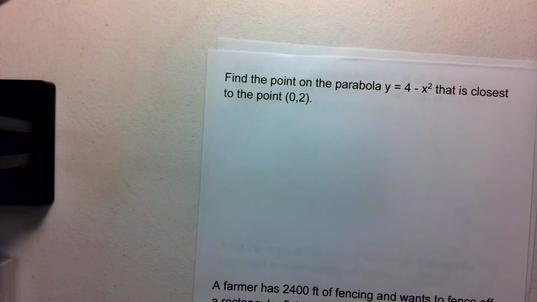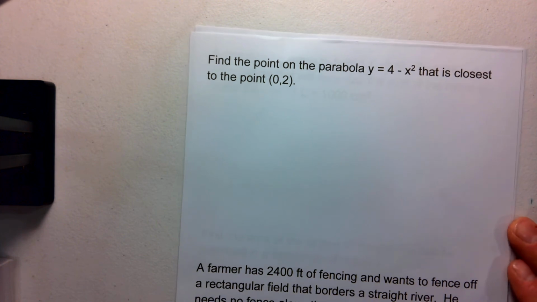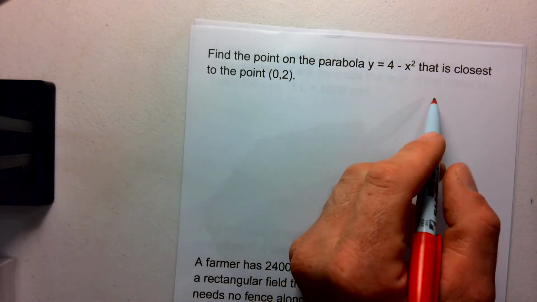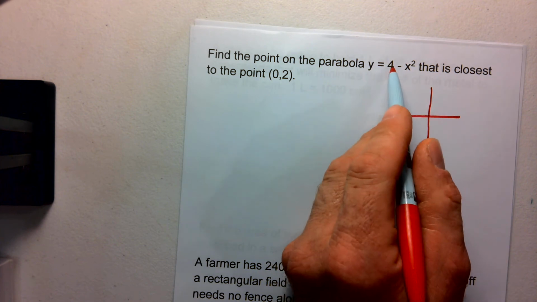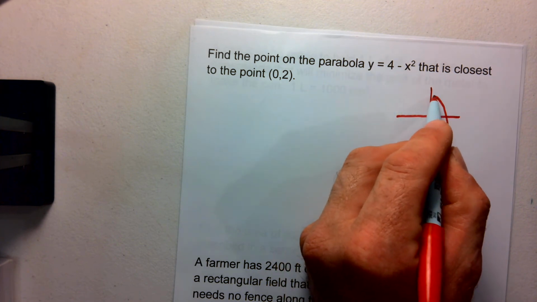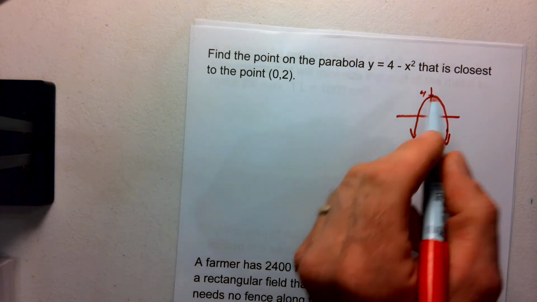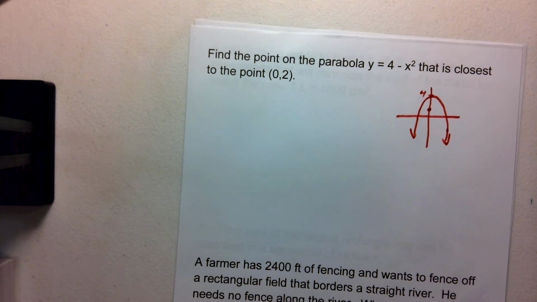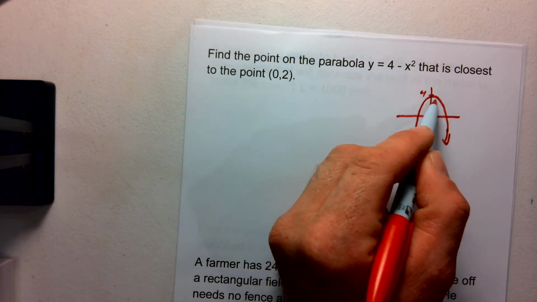In our next problem, we're going to have the point closest to a parabola, or on a parabola of 4 minus x squared, that's closest to the point 0, 2. So if we think about what we have here, again we can draw a picture. 4 minus x squared is going to look something of this form, where we come up here to 4. The point 0, 2 is here. So I'm looking to minimize the distance into this parabola.